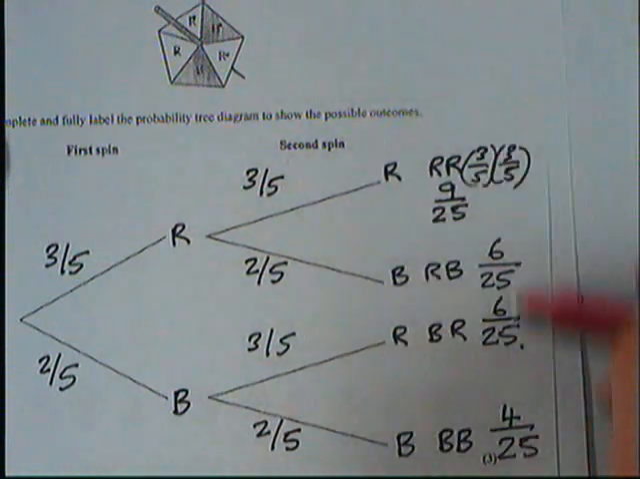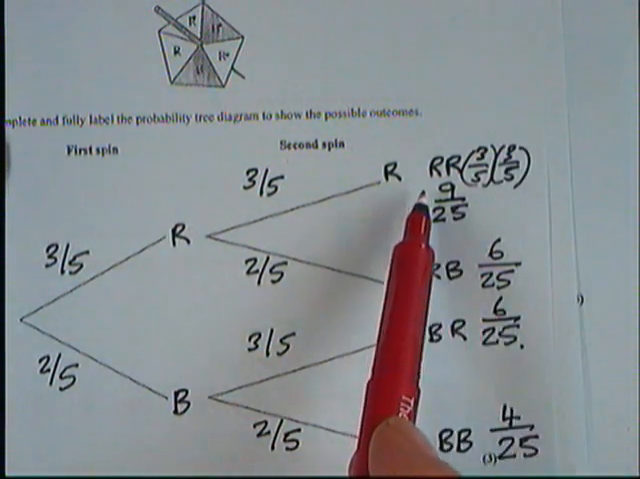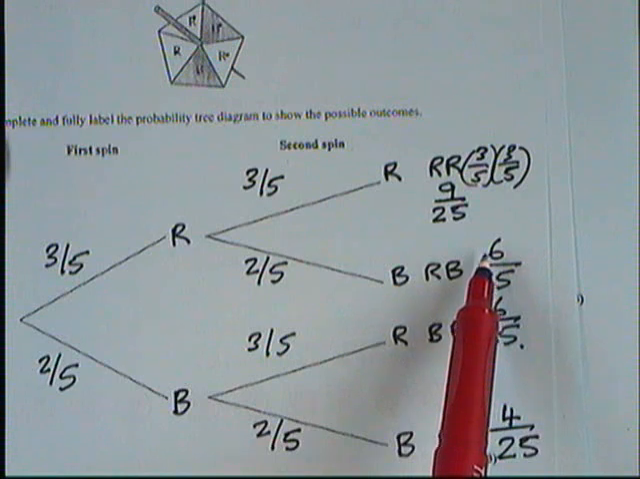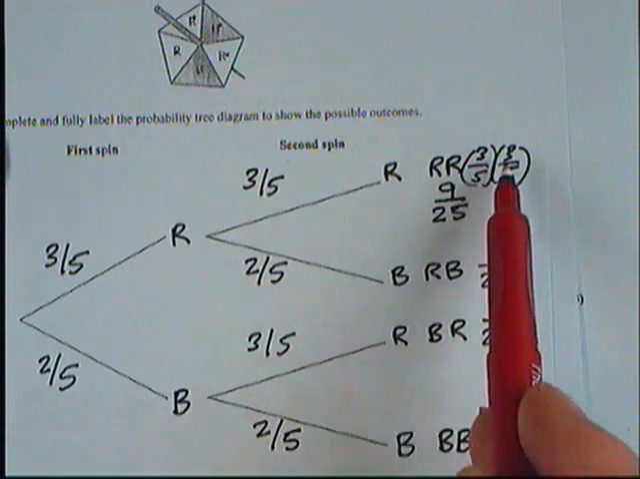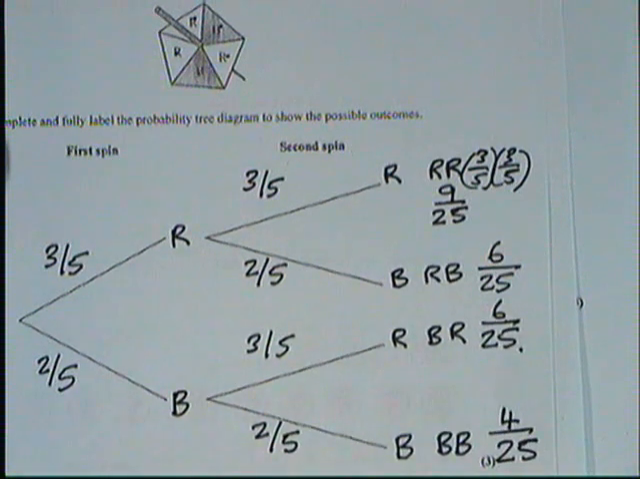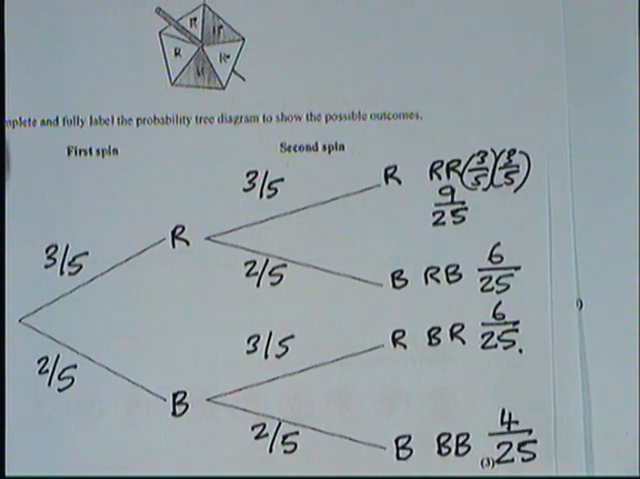And going down, these should add up to 1. So 9 plus 6 is 15, plus another 6 is 21, plus 4 is 25. So that's probably right. So that's how to fill in the probability tree.